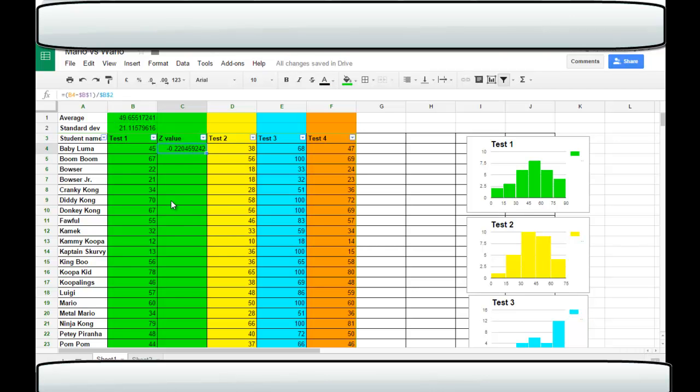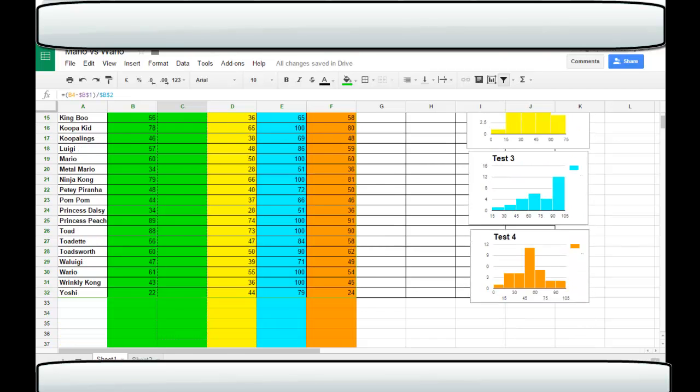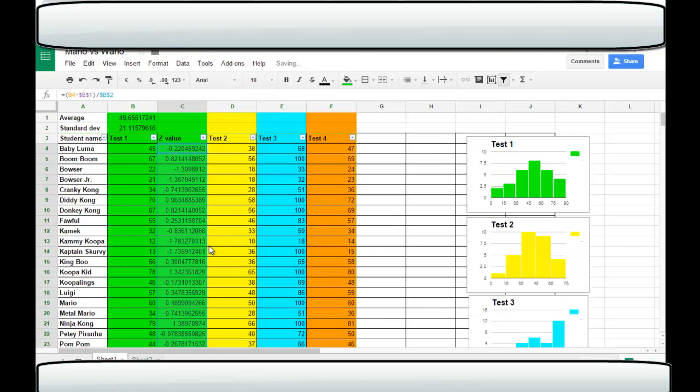So that's my standard deviation for this value. You can see it's got to be right because Baby Luma got 45 on this test, which is below the average. And now it's just reporting that as minus 0.22 standard deviation, okay? Drag it down, and those are the values. I'll just get rid of some of these decimal places because it looks messy.